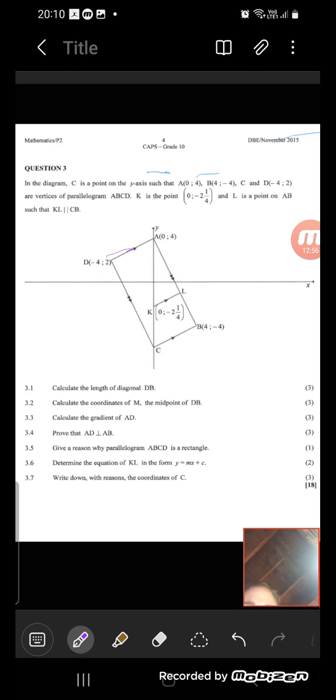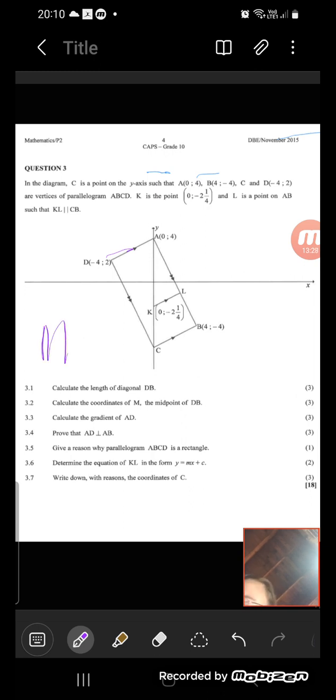Calculate the coordinates of M, the midpoint of DB. Now you've got that midpoint. You're not going, oh, which one is it? Which one is the M? You've already written out your formulas. So if M is the midpoint of DB, we don't even need the length. We're just going to say midpoint.